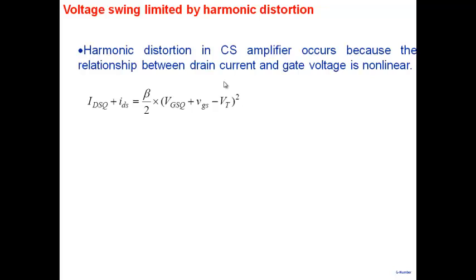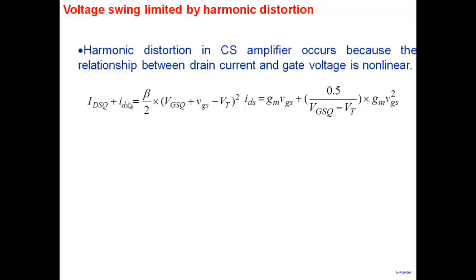So the idea is as follows. This is the governing important expression here, which relates drain to source current to gate to source voltage here. So what we have shown here is that the net drain to source current has a DC plus a sinusoidal component, or a signal component here, and the gate to source voltage has a bias component and a signal component here, VGS minus VT squared. So that's the accurate relationship.